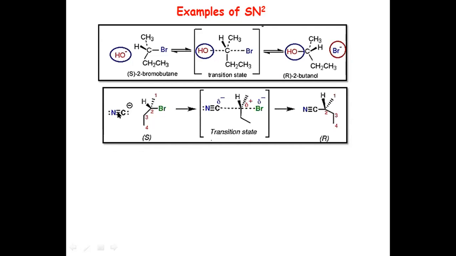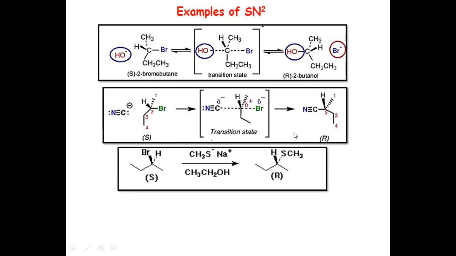This is another example. CN minus is a nucleophile. And here the C-Br bond is a polar bond. Br is a leaving group. So whenever they attack, again, this is a secondary alkyl halide. After attack, you'll find that you get a product. S is converted into R and it is an inversion of configuration.